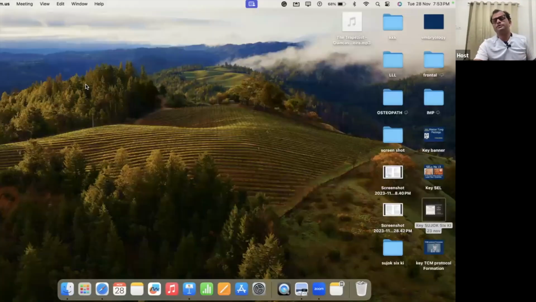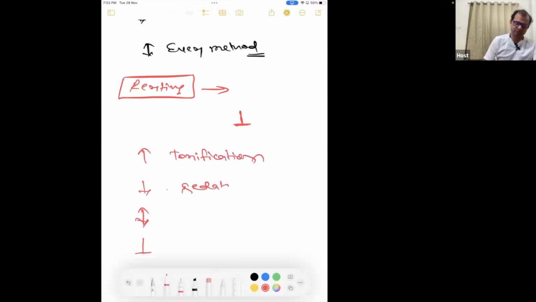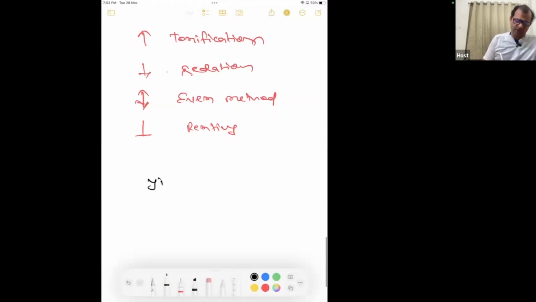Okay. So when I will tell you renting, it means we are neither putting the needle in the tonification nor in the sedation. We are just doing renting. So we are showing the renting with this sign. This is the sign of renting. Okay. Got it? So tonification, sedation, even method, and renting. Clear? Okay. So let's go ahead.